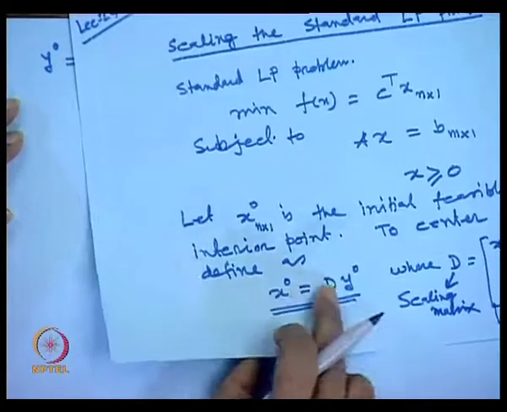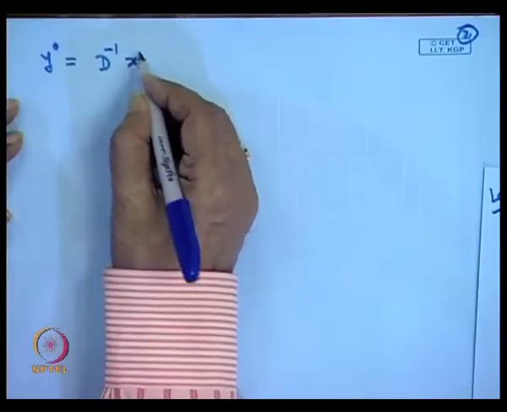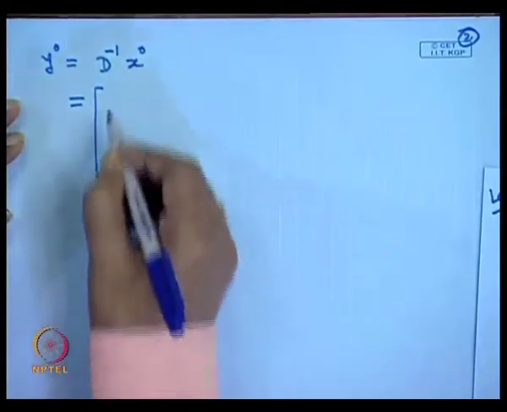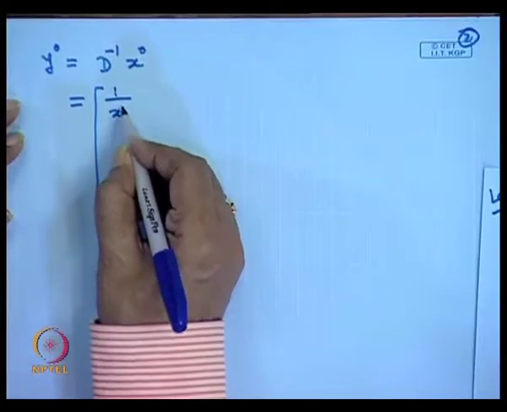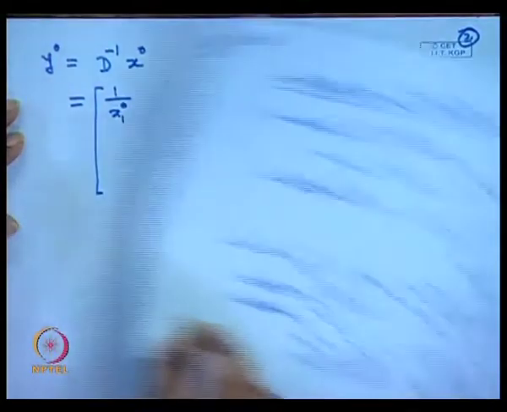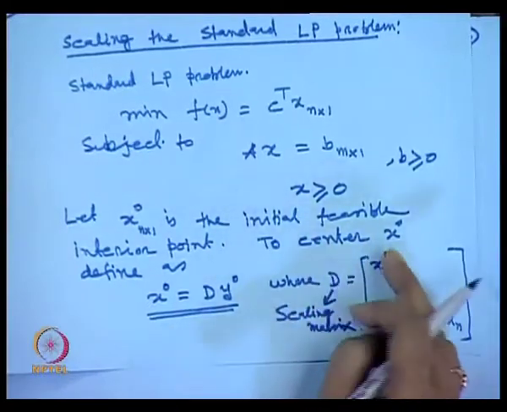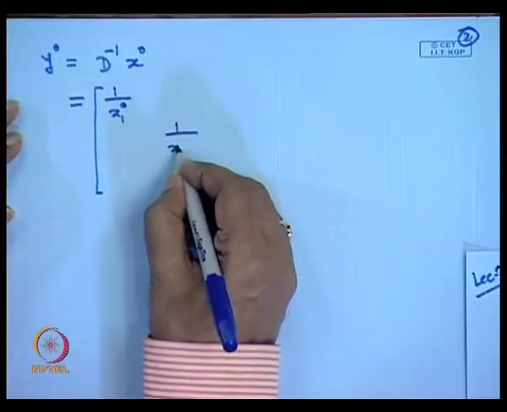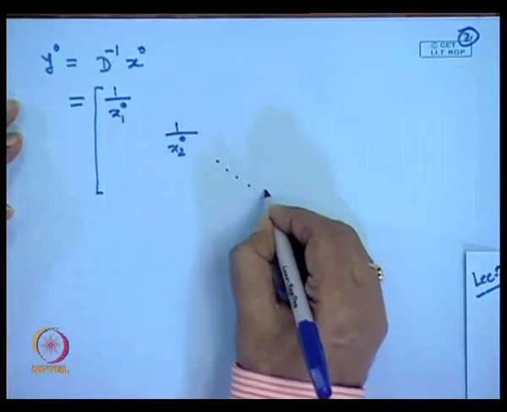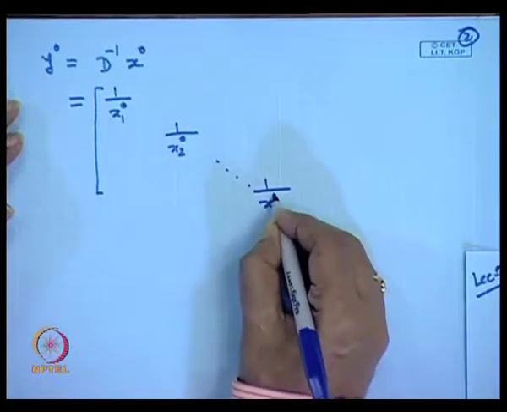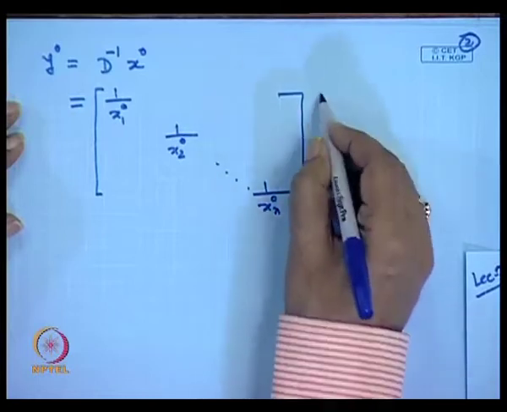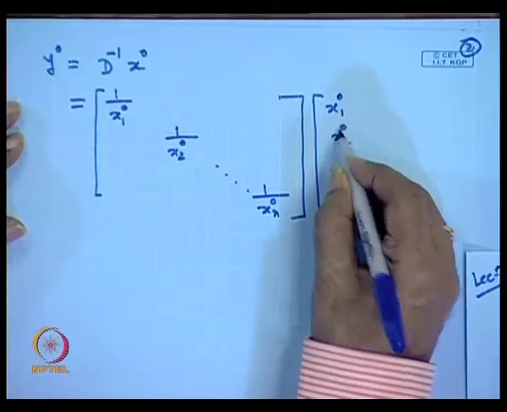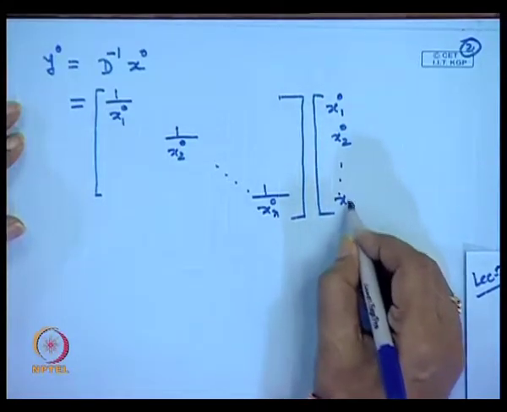You have to take the inverse, D inverse times x of 0. And what is D inverse? You see, D inverse is nothing but 1 by x1 superscript 0, because it is a diagonal matrix, and the inverse is the reciprocal of each diagonal element. So, then 1 by x2 superscript 0, and this way 1 by xn superscript 0. So, this is our D multiplied by x0, where x0 is x1 superscript 0, x2 superscript 0, dot dot, xn superscript 0.